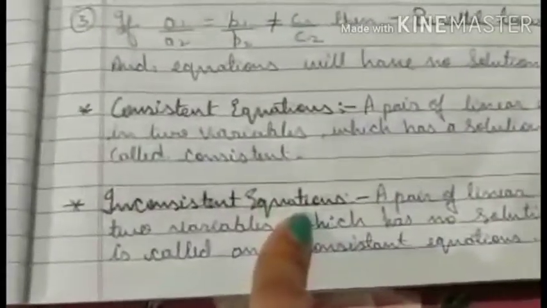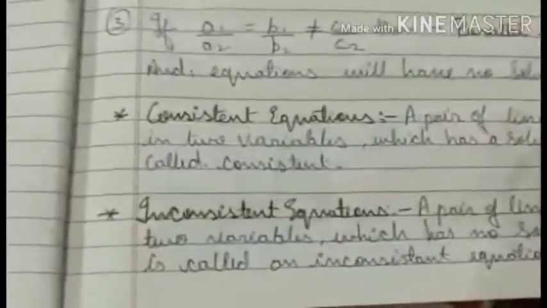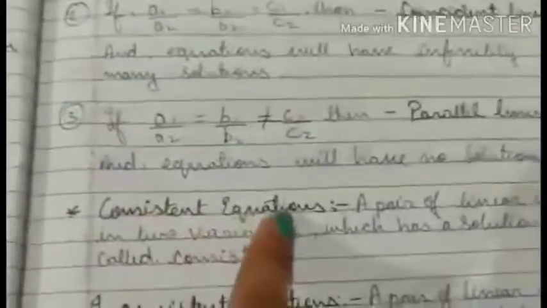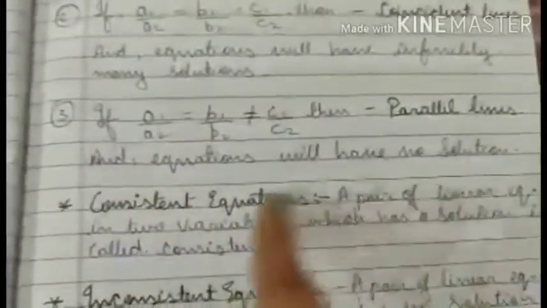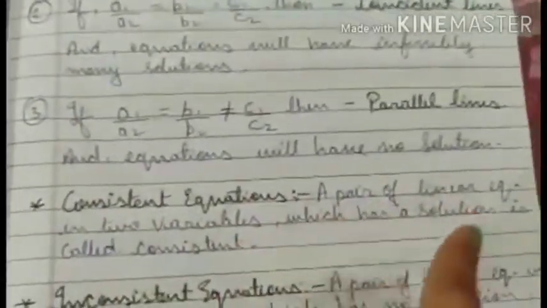Further, one more term we need to understand: consistent pair of equations and inconsistent pair of equations. There is one question in your Exercise 3.2 that asks you to identify whether the equations are consistent or inconsistent, and if consistent, to find their solution. So first understand what consistent equations are. A pair of linear equations in two variables which has a solution is called consistent.